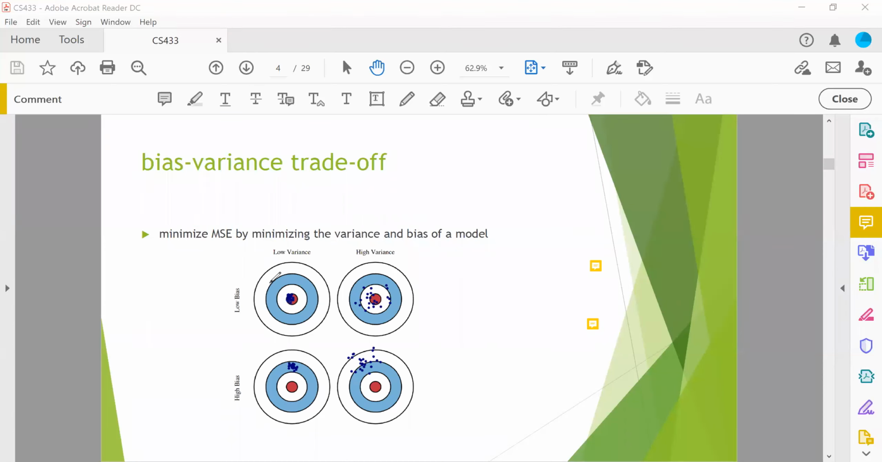So the first case is you have low bias and low variance. Low variance means the data set is kind of concentrated.